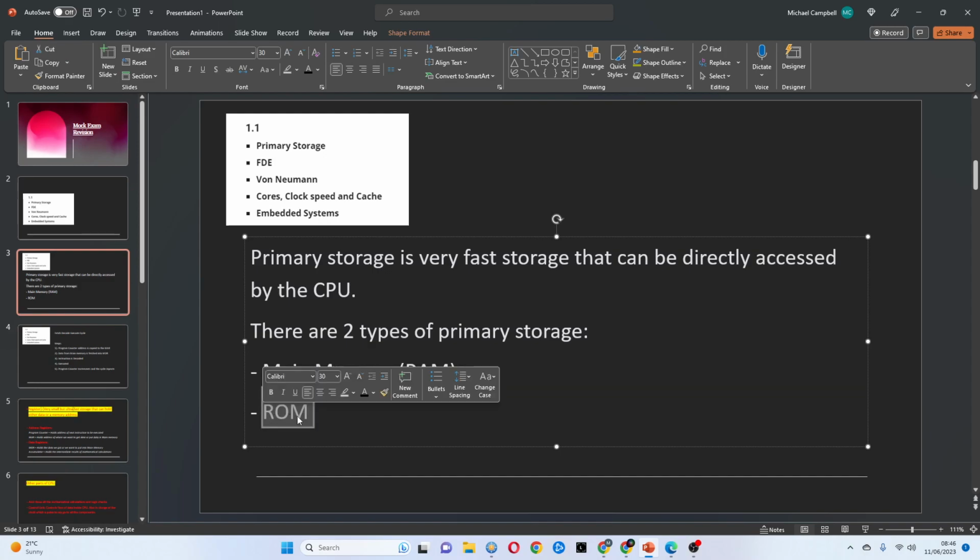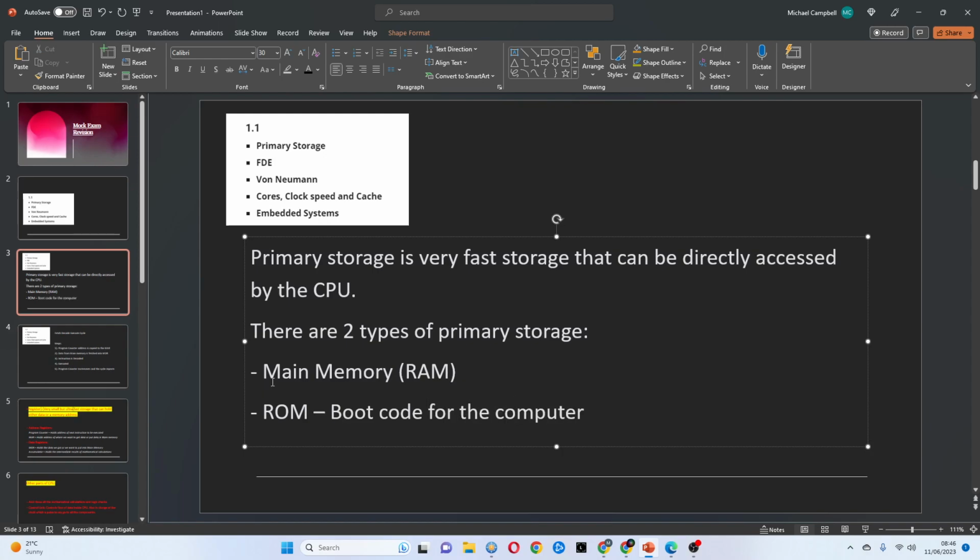It doesn't lose the data when you turn the computer off, but a ROM chip is read-only. Okay, so you can only read from that. So obviously, if you can only read from it, it'd be awful if it lost its data because you can't write to it. So there are two types of primary storage, RAM and ROM. Okay, ROM generally holds the boot code for the computer, so it's enough code to get the computer loading up the operating system, right? There are other uses for ROM, storing settings and other things like that. But generally, the main use for ROM is to hold the boot up code.